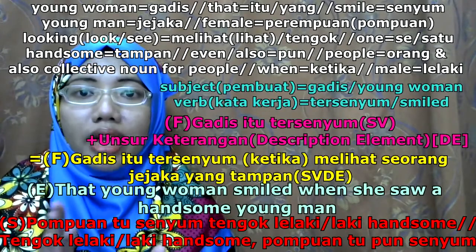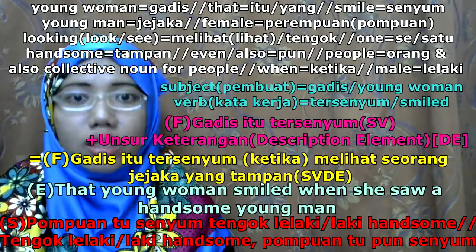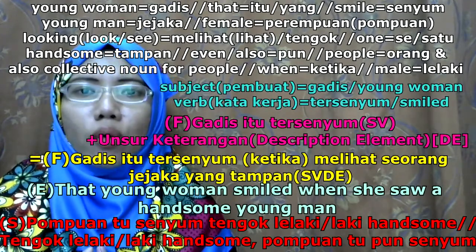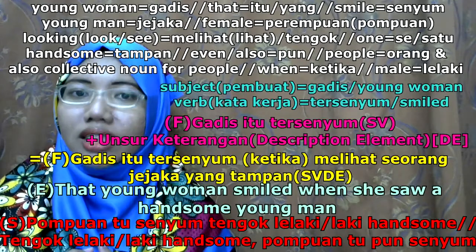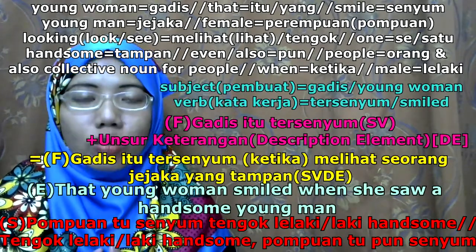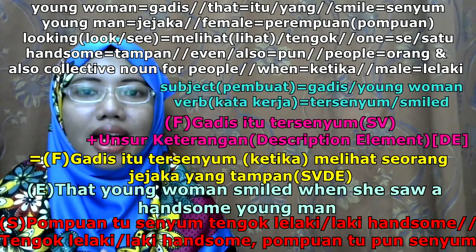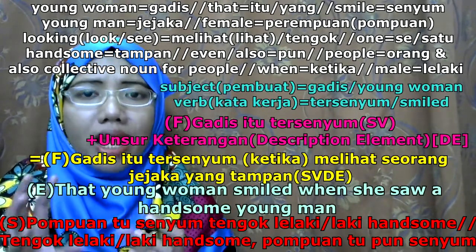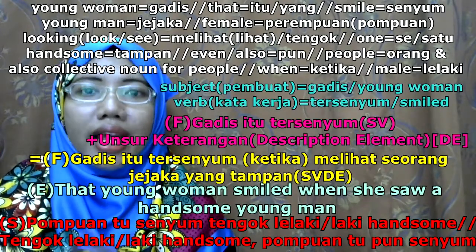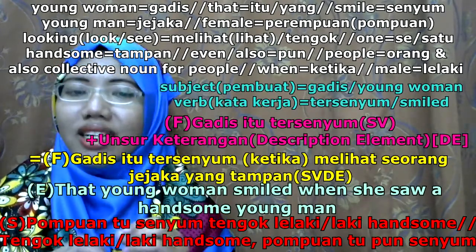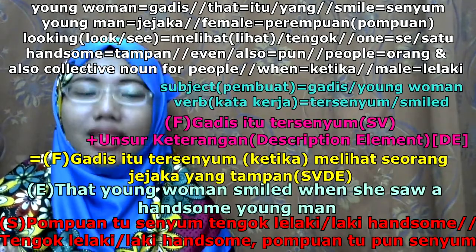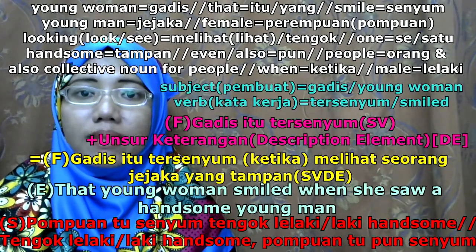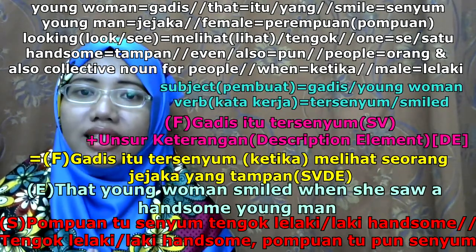But somehow, if you want to add description element or unsur keterangan, then the sentence it will be like this. Gadis itu tersenyum ketika melihat seorang jejaka yang tampan. So basically, it's become from SV only, it become description element. Ketika melihat seorang jejaka yang tampan, that is unsur keterangan, okay? So basically in English it means that young woman smiled when she saw a handsome young man.